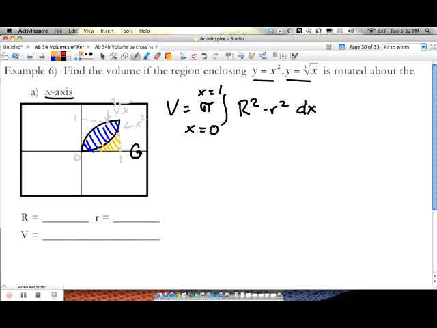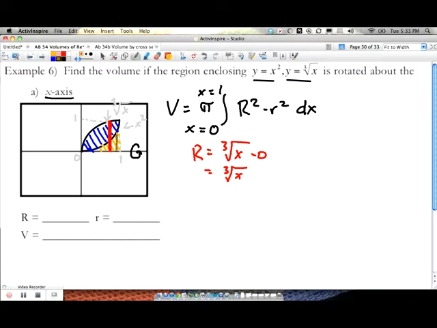We need to figure out what the big R and little r come out to be. So the big R is from this outer edge all the way to the bottom. This piece that I'm coloring in here. So that outer edge to the bottom is going to be that upper curve, which is cubed root of x minus 0, or just cubed root of x.